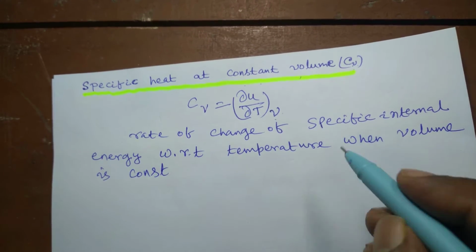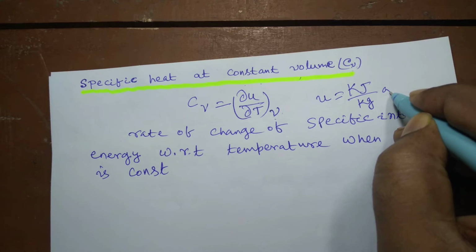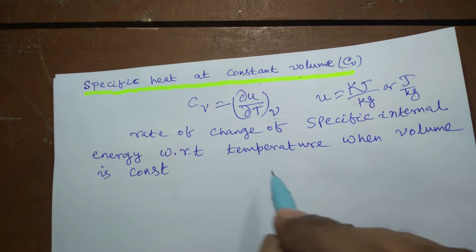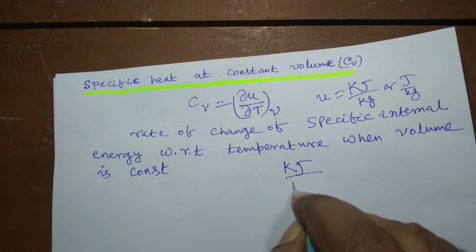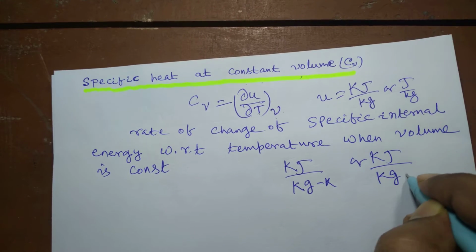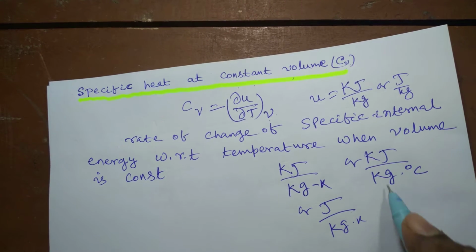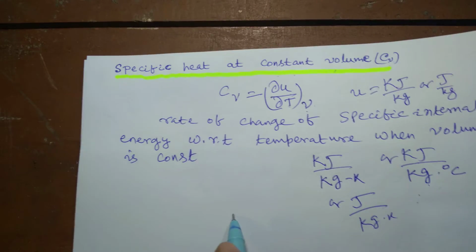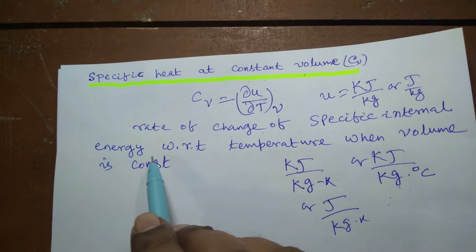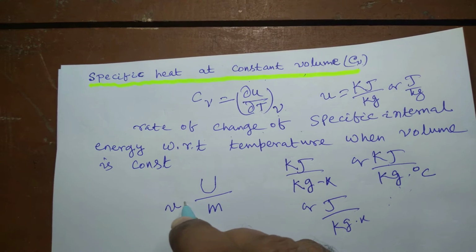So specific internal energy, small u, means its unit would be kilojoule per kg or joule per kg. And if this is the absolute temperature, then the unit of Cv may be expressed as kilojoule per kg Kelvin or kilojoule per kg degree Celsius, or I can express it like this also: joule per kg Kelvin, whatever you want to write, or joule per kg degree Celsius. So that is the rate of change of specific internal energy. Specific internal energy is nothing but the total internal energy divided by mass. This is specific internal energy.